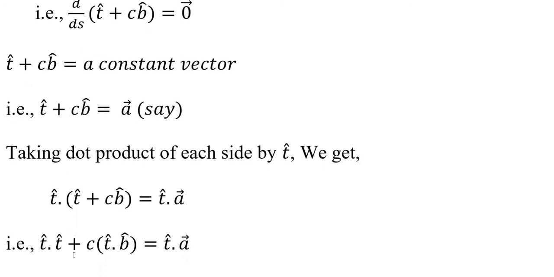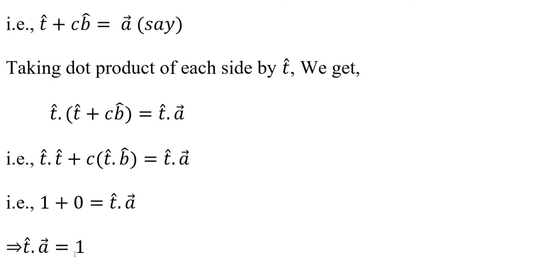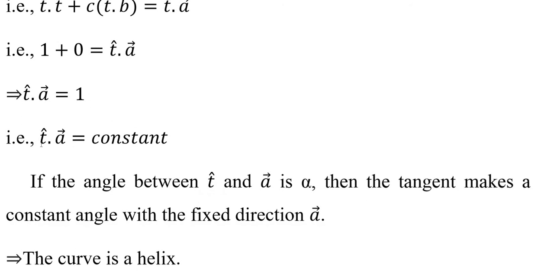That is, we may write t cap plus c b cap equal to a vector. Taking the dot product of each side by t cap, we get t cap dot t vector plus c times b cap equal to t cap dot a vector. T vector dot t vector is 1, t vector dot b vector is 0, which implies that t cap dot a vector is equal to 1. So t cap dot a vector is a constant.